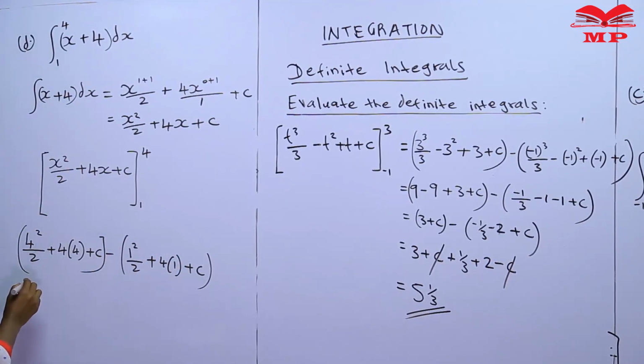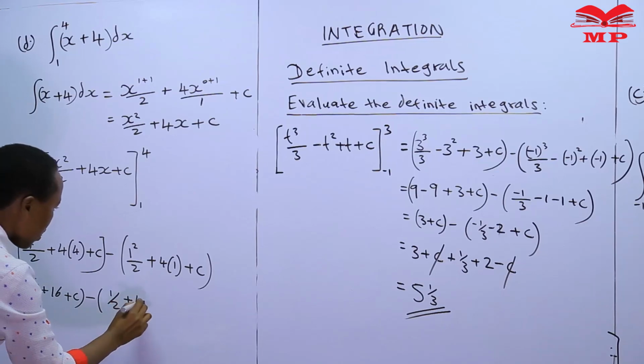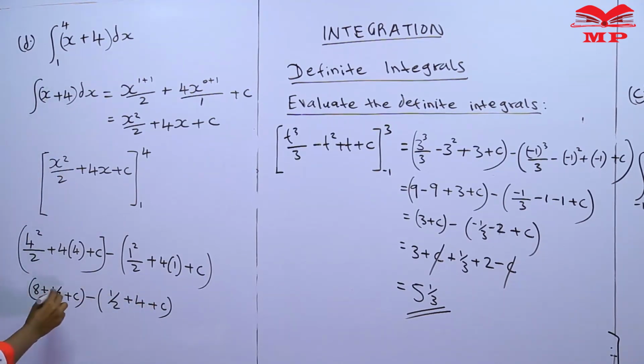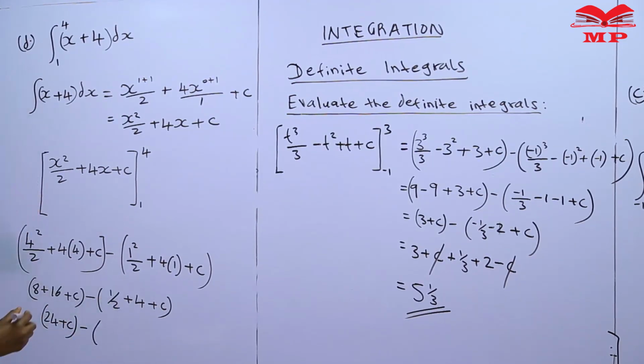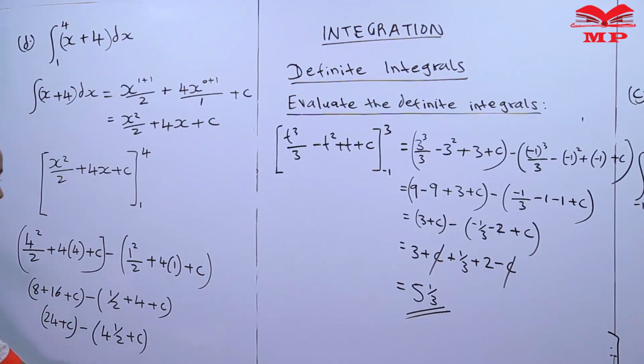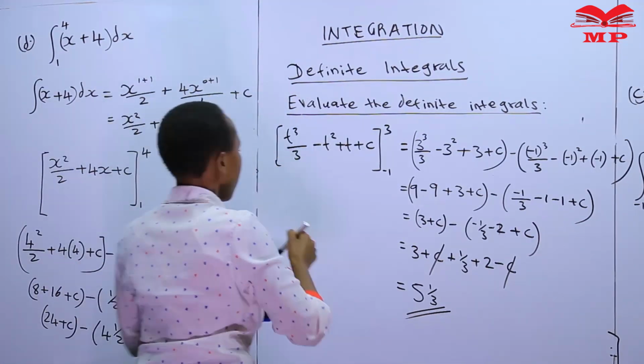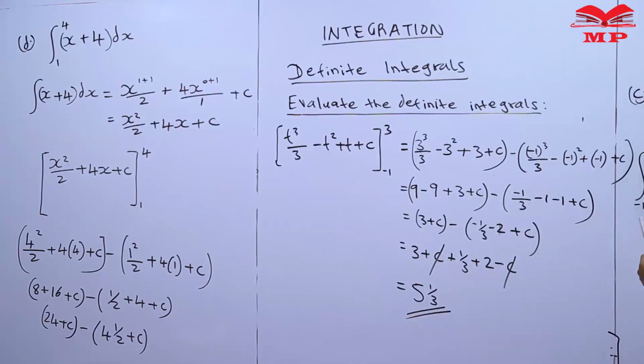So again, we solve this. We have 16 all over 2, that is 8. 8 plus 16, then plus c. Then minus, here we have 1 over 2, then plus 4 plus c. So this one becomes 16 plus 8, that is 24 plus c, minus a half plus 4 is 4 and a half plus c. Then we can open the brackets. We can open the bracket here and see what we are going to get as our final answer.